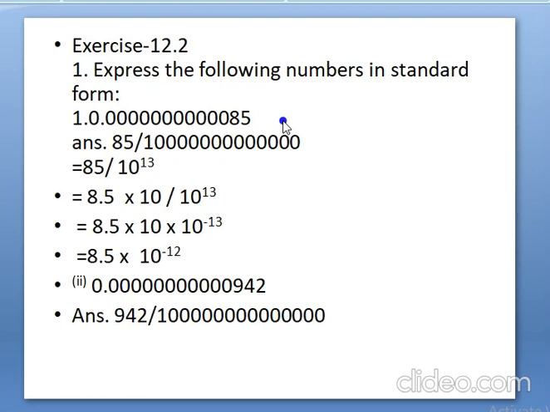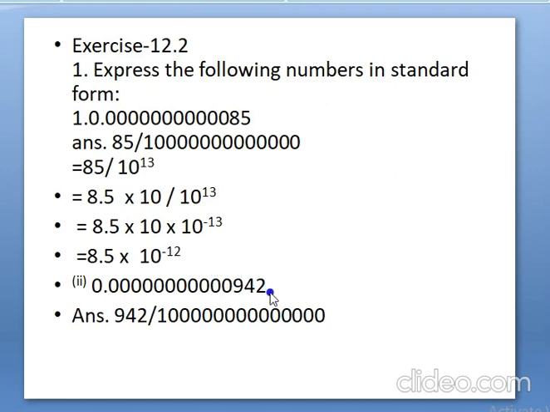So, now if you move one digit to your right, 8.5 into 10 divided by 10 raised to the power 13. Now 8.5 into 10, the denominator will go to the numerator, it will become 10 raised to the power minus 13. Minus 13 plus 1 will become minus 12. So therefore the answer is 8.5 into 10 raised to the power minus 12.